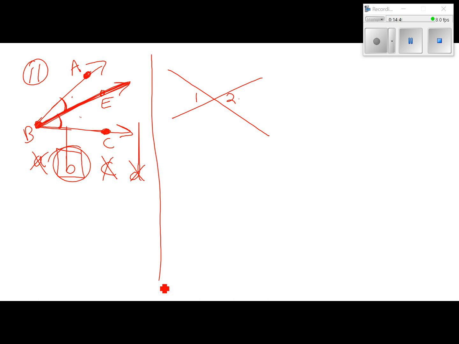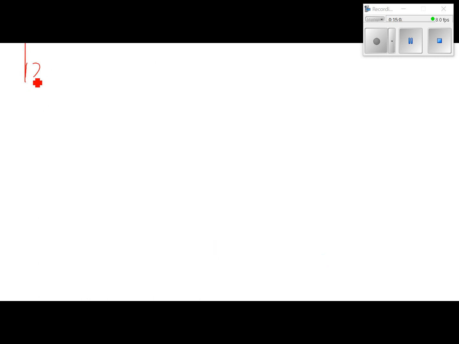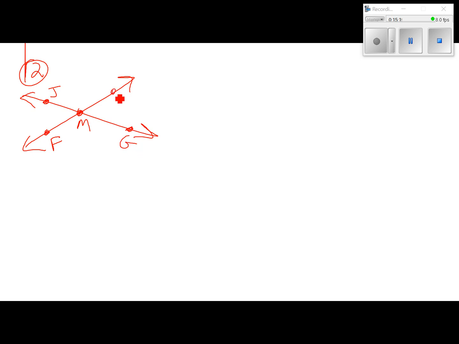Number 12. I'm going to use number 12. This is segment J. Let's just erase. Number 12, they give us a picture, it looks like this. And my picture might not look exactly like theirs. J, F, M, G, and H. And we just go through each thing.